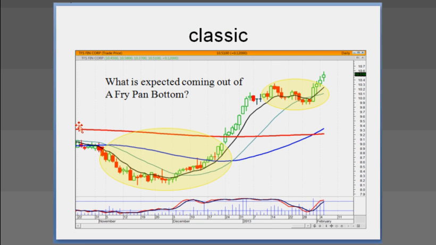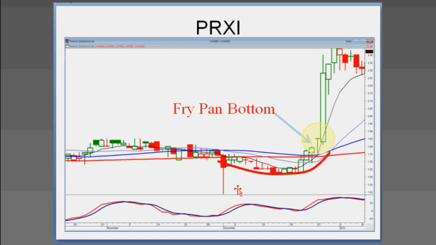So that fry pan bottom, this is what we call the classic. There's a big rounding bottom, and where does it usually break out? Right about where the pattern began. Then what do we get after a fry pan bottom? A very strong price move. Then it kind of consolidates and then starts back up. That takes us into our J-hook. What's our prerequisite for a J-hook? A strong price move, then consolidation, and then the next wave to the upside.